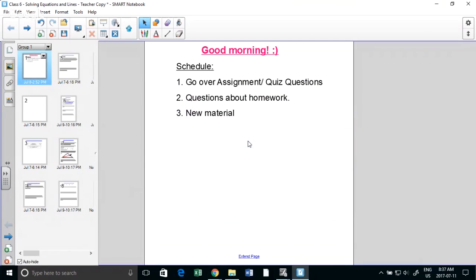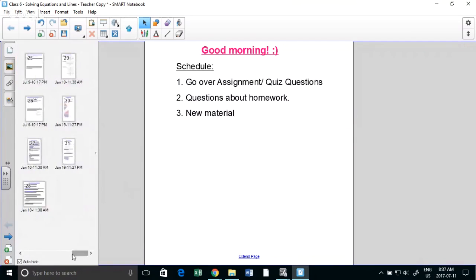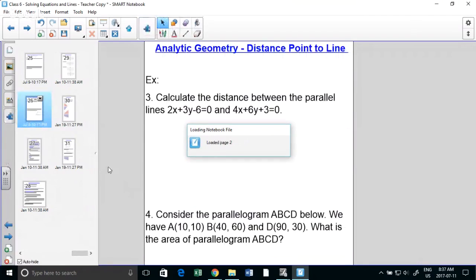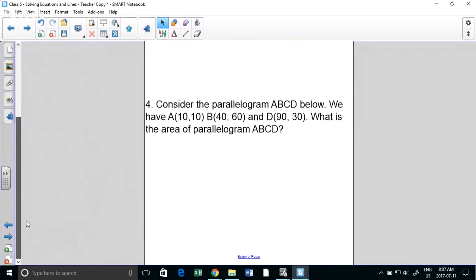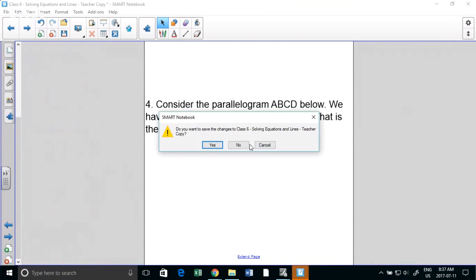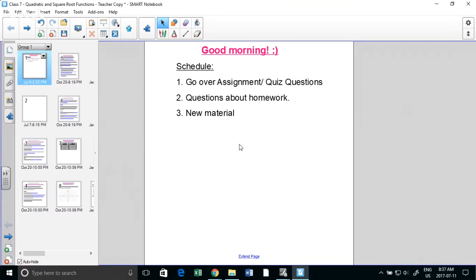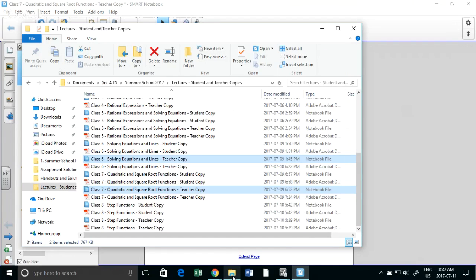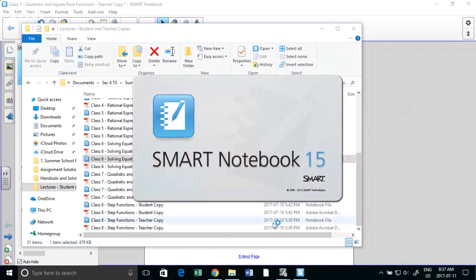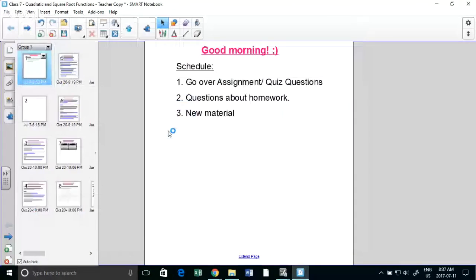Okay, so yesterday we left off here. Sometimes you have to open it twice or it misses important stuff.